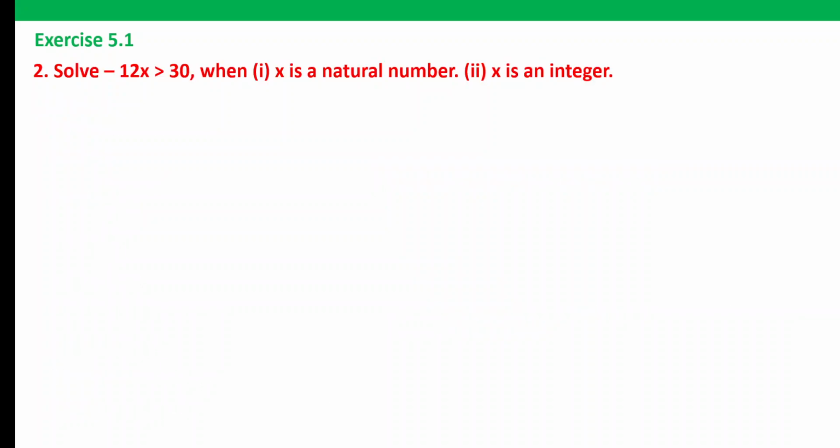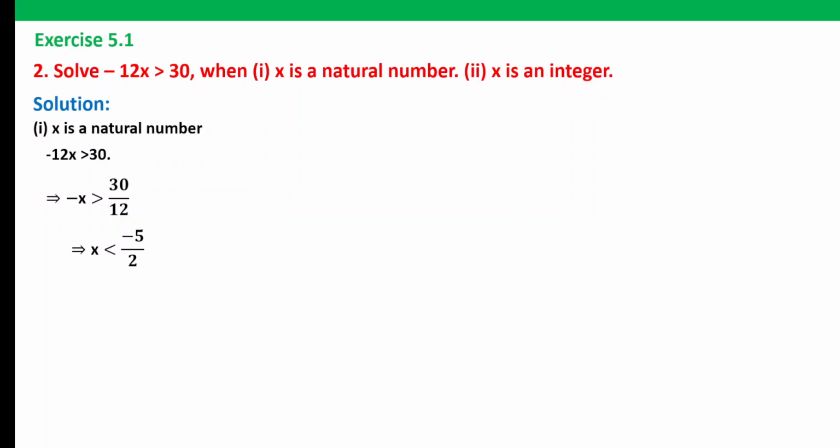Exercise 5.1, question number 2. Solve minus 12x greater than 30 when x is a natural number. Second one, when x is an integer. Solution. When x is a natural number, minus 12x greater than 30. So minus x is greater than 30 by 12. Let us multiply by minus on both sides, then the sign will change. So x will be less than minus 30 by 12.